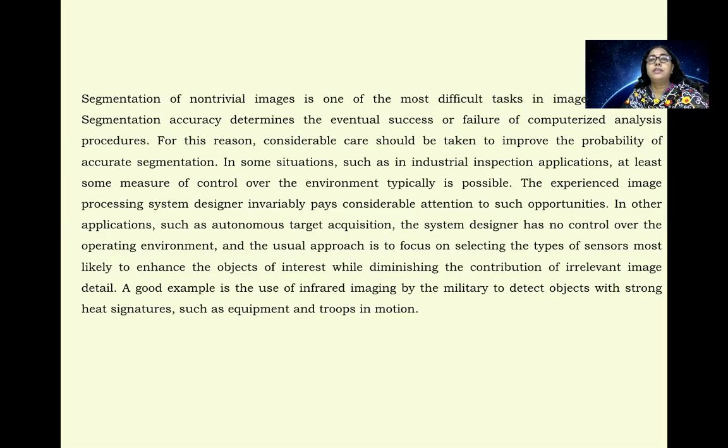In some situations, such as in industrial inspection applications, at least some measure of control over the environment typically is possible. The experienced image processing system designer invariably pays considerable attention to such opportunities. In other applications, such as autonomous target acquisition, the system designer has no control over the operating environment, and the usual approach is to focus on selecting the types of sensor most likely to enhance the objects of interest while diminishing the contribution of irrelevant image details. A good example is the use of infrared imaging by the military to detect objects with strong heat signatures, such as equipment and troops in motion.